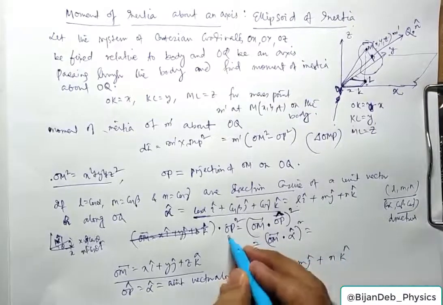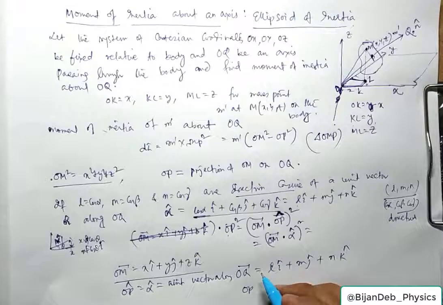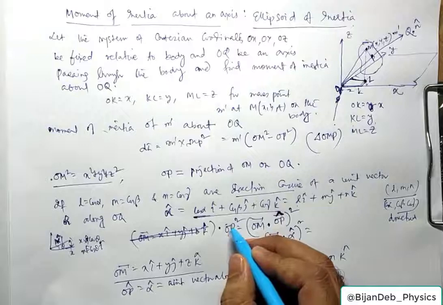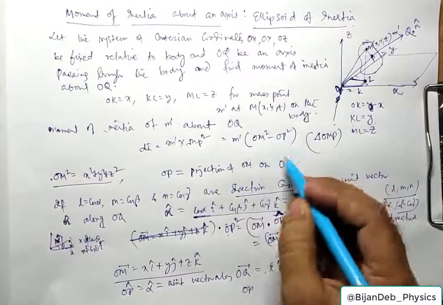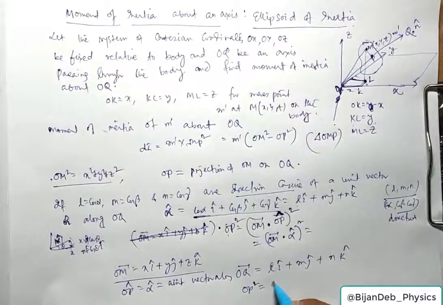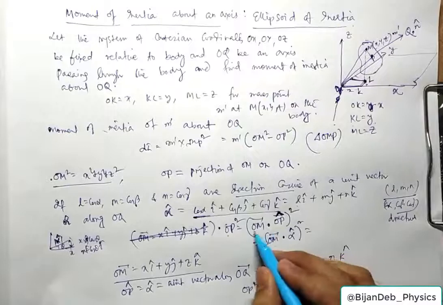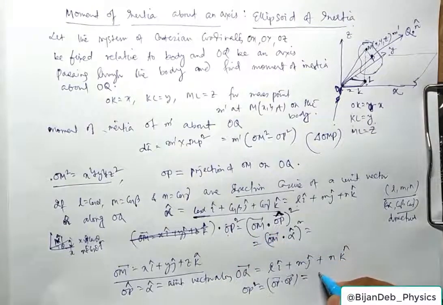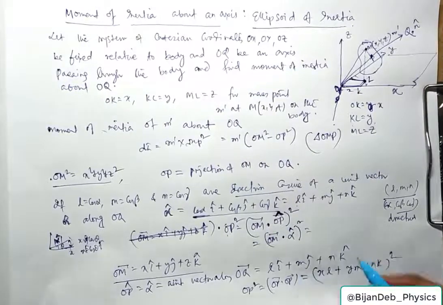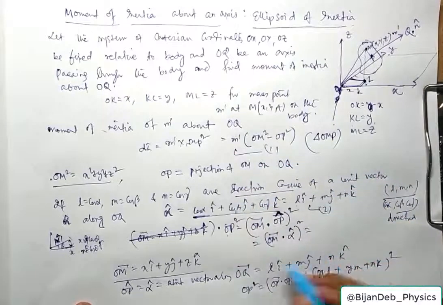So what will this OP be? Okay, so this projection, OP square. So what will be OP square? OP will be the projection of this. So OP square is OP vector dot OP vector. Okay. So this will be (xl plus ym plus zn) square. Suppose this is equation 1, this is equation 2, this is equation 3.